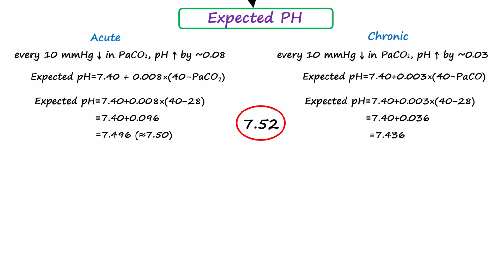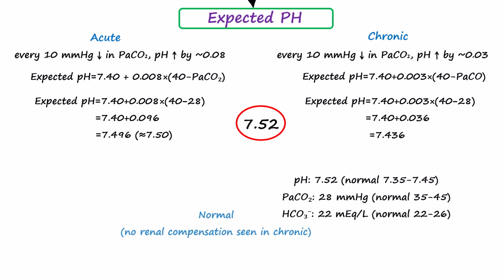In the interest of time, we can also just rely on bicarbonate to ascertain if it is acute or chronic. In our case, since bicarb is normal, we can assume that there hasn't been much time for metabolic compensation, which would reduce it further from the normal level.